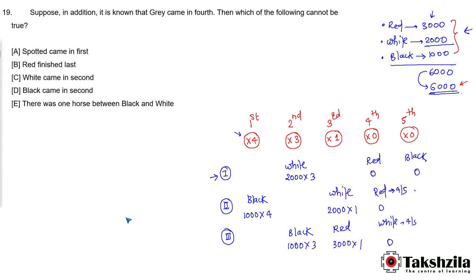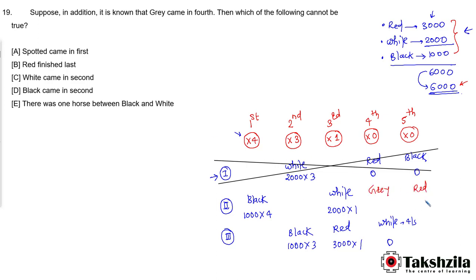Question number 19. Suppose in addition it is known that gray came in 4th. Gray came in 4th. It means the first case is not possible. Now over here, gray came in 4th means red comes at 5th. Red comes at 5th. Okay. Over here also, gray comes at 4th position means white comes at 5th.